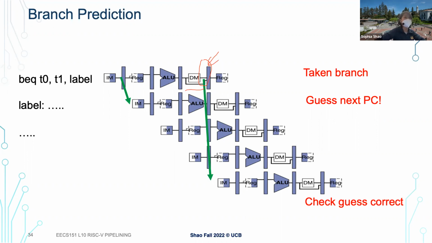Wait, so if you predict that you're going to jump, don't you only get that after the ALU? So if I predict I'm going to jump, I don't have the label until, even if you forward it after the ALU, but it is not nil.